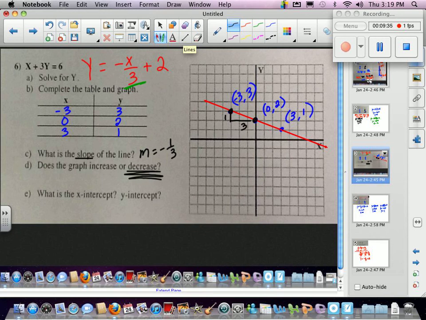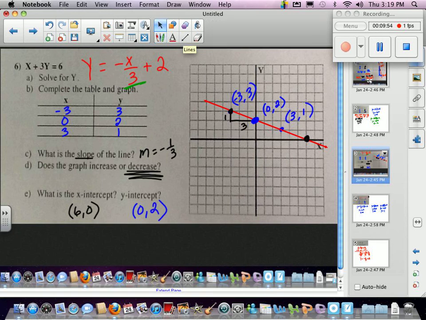And our x-intercept and y-intercept. Where it crosses the x-axis, that would be the ordered pair 6, 0. And then the y-intercept, where it crosses the y-axis, would be the ordered pair 0, 2.